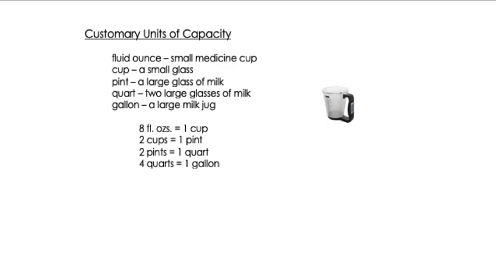8 fluid ounces makes 1 cup. 2 cups makes 1 pint. 2 pints makes 1 quart. And 4 quarts makes 1 gallon.